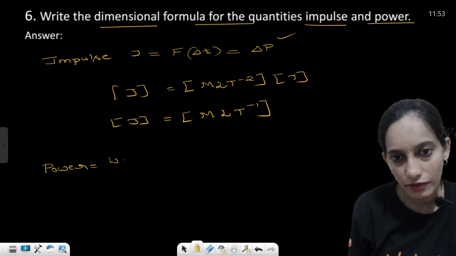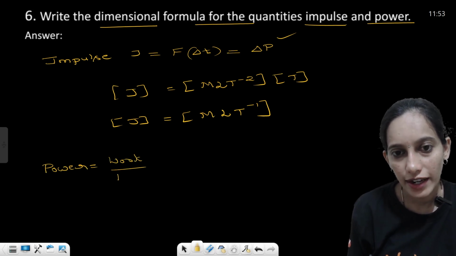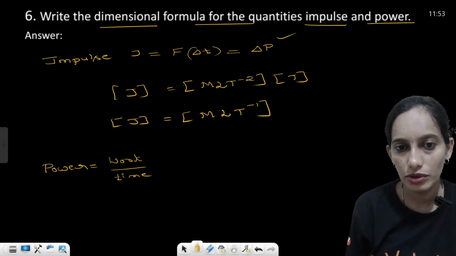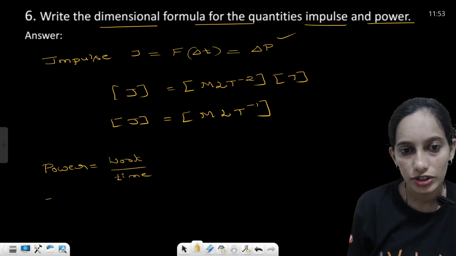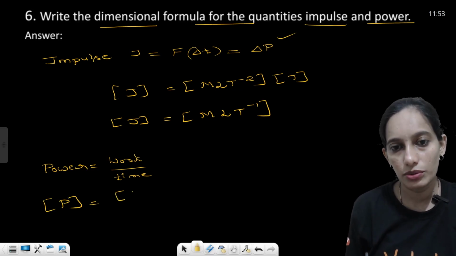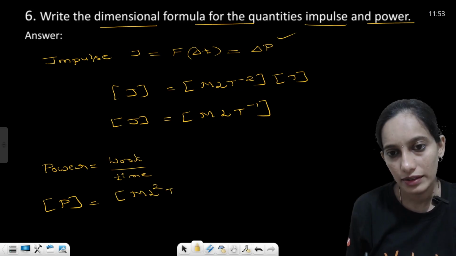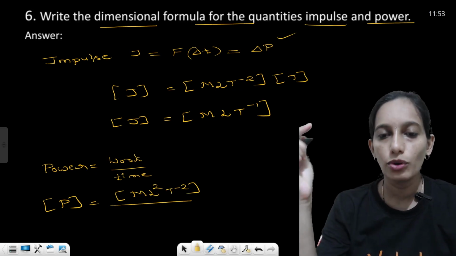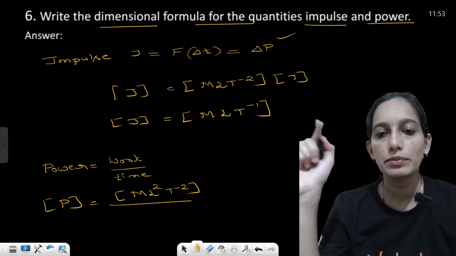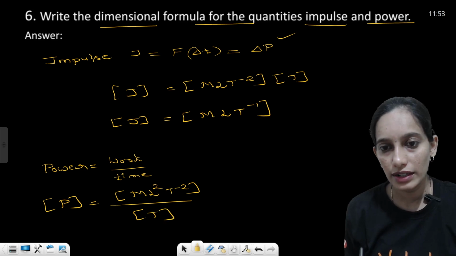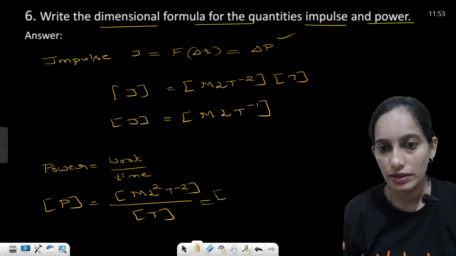Power can be given by work done by time, the rate of doing work. Work by time, or energy by time. So now if we want the dimension, let me just write here: the dimension of power is equal to the dimension of work done by time. Work done is force into displacement, so the dimension is m l square t minus 2. Force is m l t minus 2, and with displacement we get one more l, so we get m l square t minus 2 divided by t.